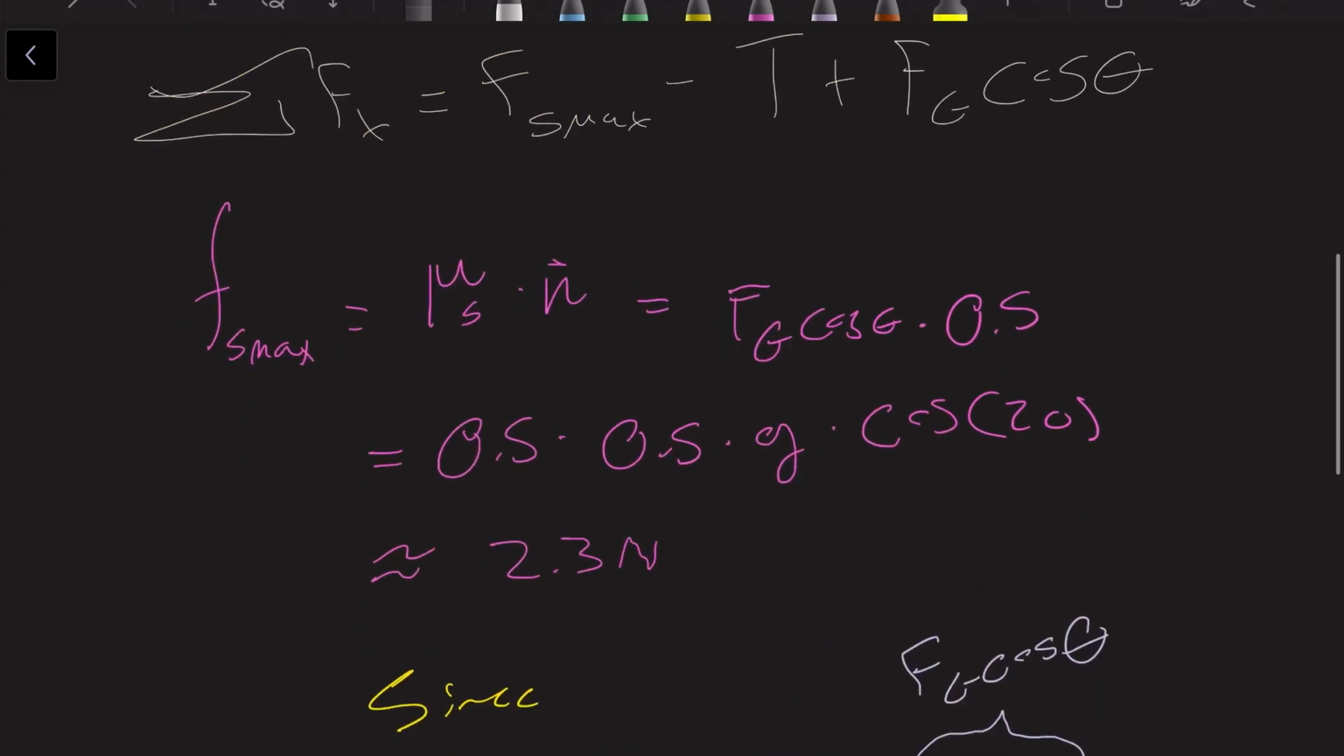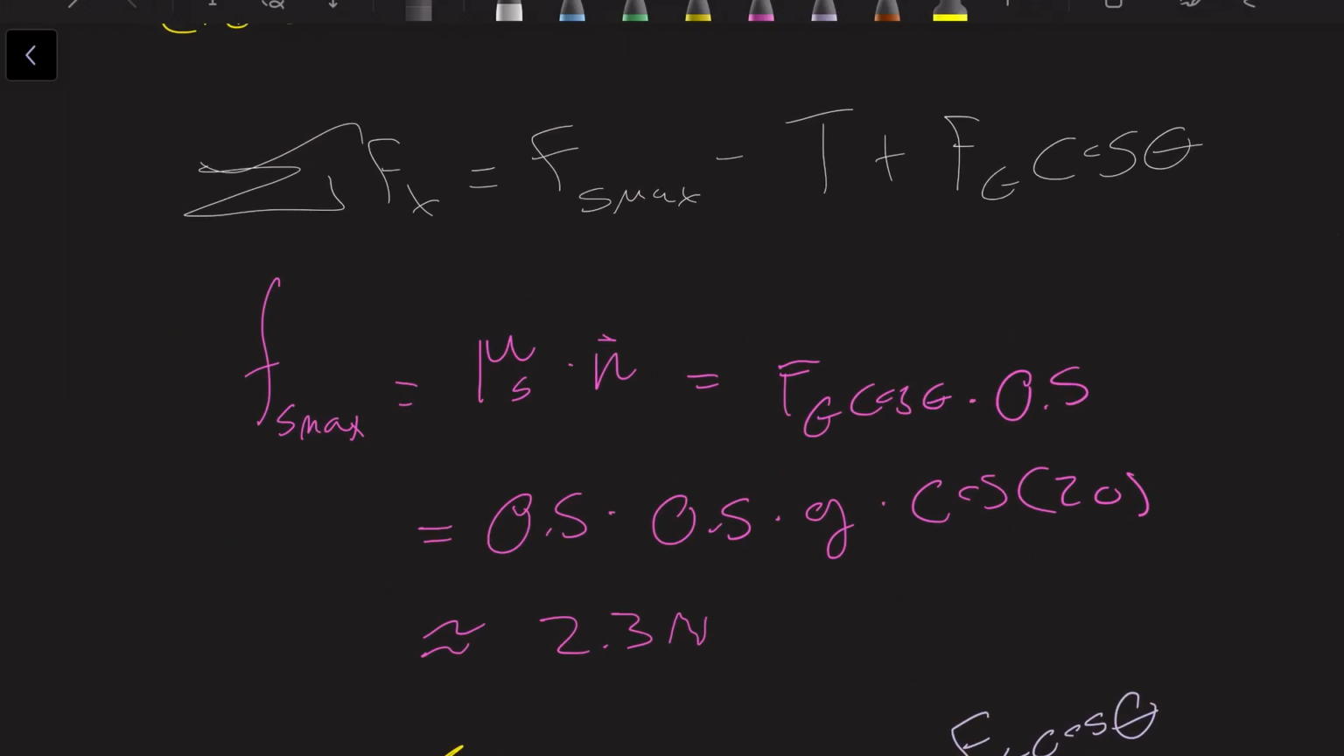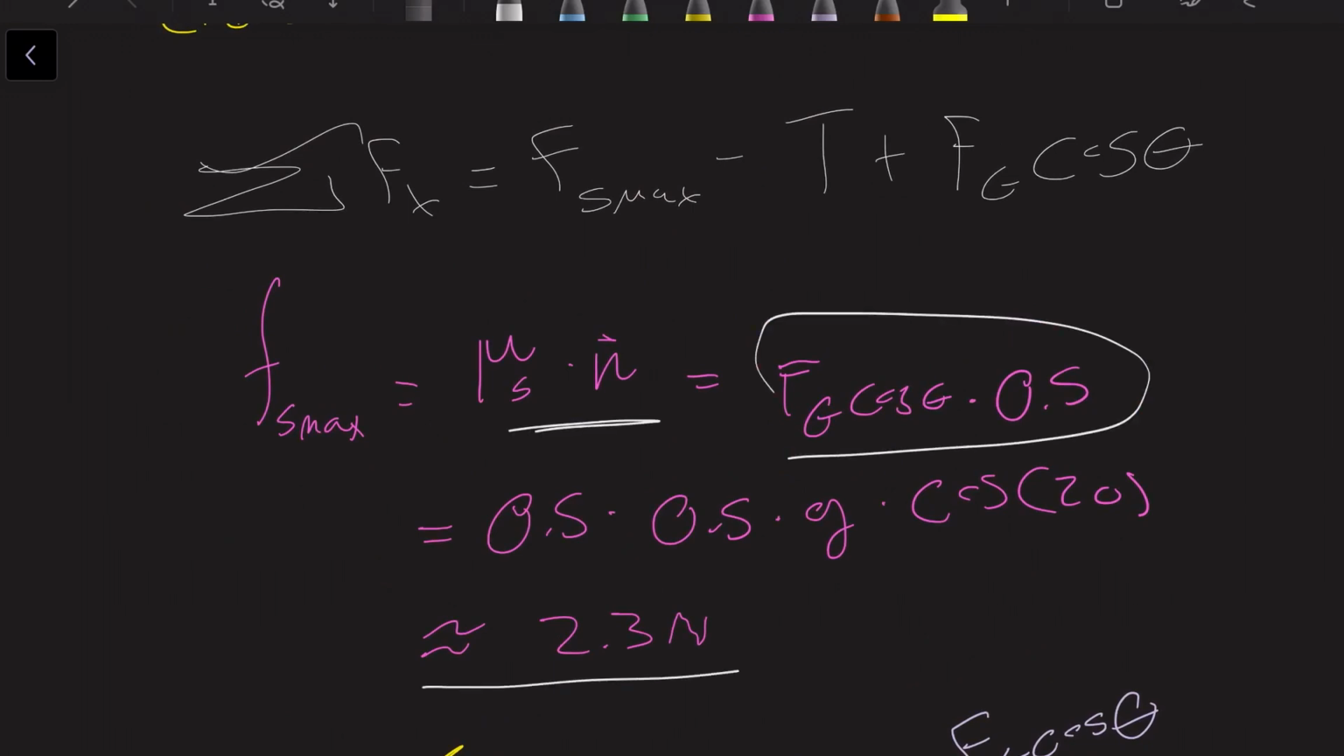Going through that, this is what Fs max is. It's mu times n, and it should be approximately this number. That's our mass of our cup, which is in kilograms now. 500 grams is 0.5 kilograms, times your gravity. So this is your Fg cosine, this is your mu, and this is your mass.